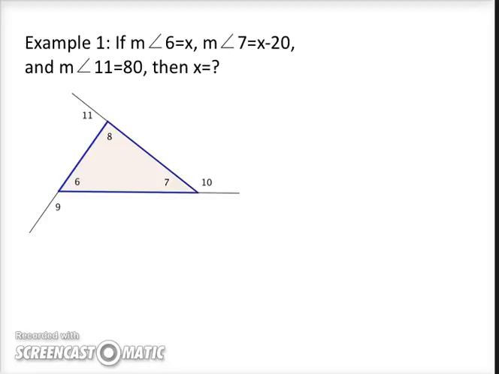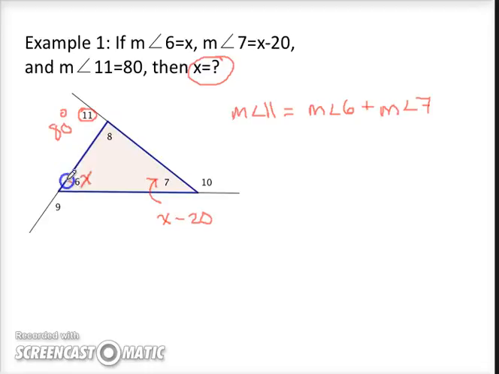Let's do an example problem. Suppose the measure of angle 6 is x. The measure of angle 7 is x minus 20. And the measure of angle 11 is 80 degrees. And we're asked to find x. Well, the exterior angle theorem tells me that the measure of angle 11, which is an exterior angle, must equal the measure of angle 6 plus the measure of angle 7, which are the two remote interior angles here.